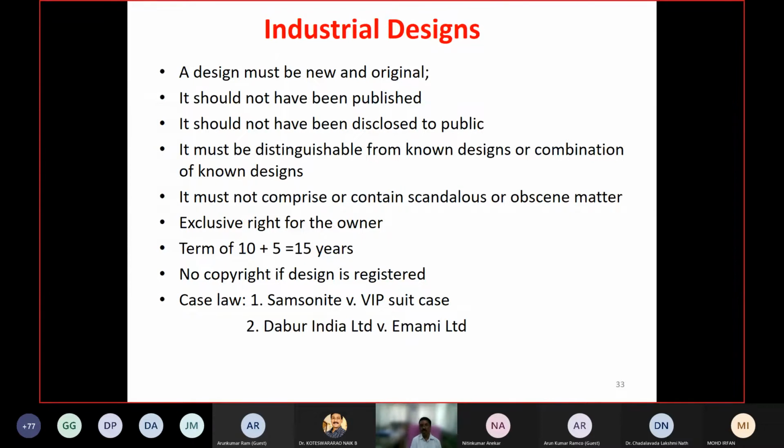Copyright violation happened here because that product has been produced industrially more than 50 times. So automatically it lost its copyright. So VIP copying that and selling, producing that and selling that is not an infringement of intellectual property. The same decision came in Dabur India versus Imami India, and the same decision came in the microfiber case. Delhi High Court Justice Mudgal said this.